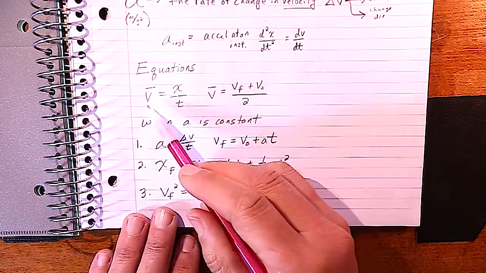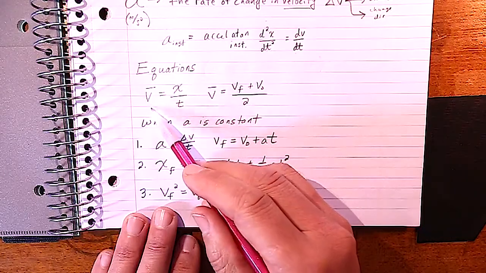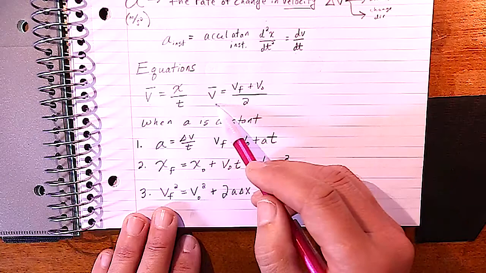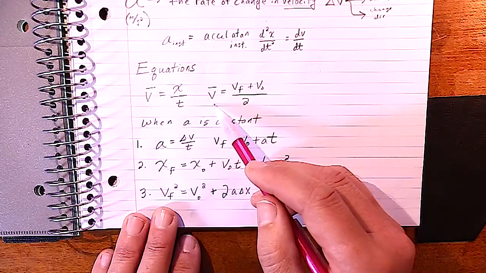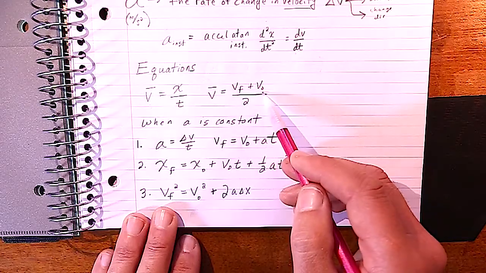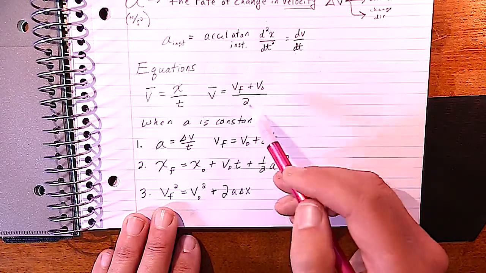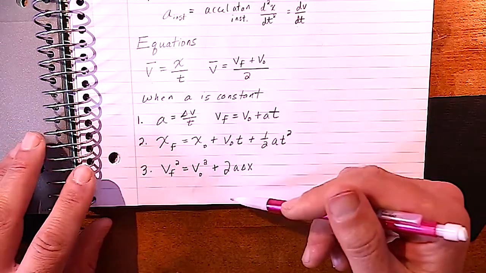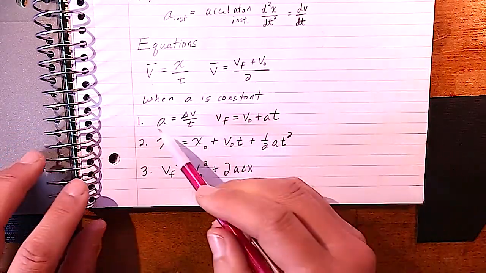The first is the average velocity. The average velocity is displacement over time. Or we could also define average velocity as the final plus the initial divided by 2. When the acceleration is constant, we can use any of these three formulas.